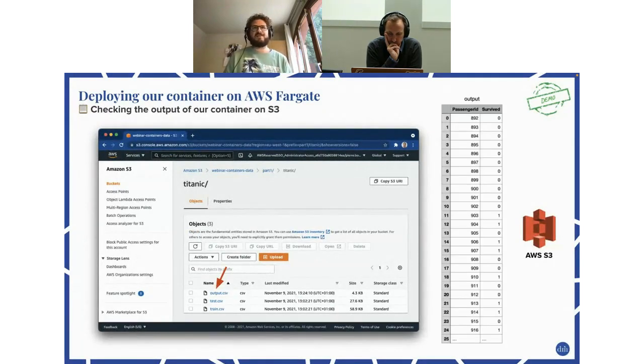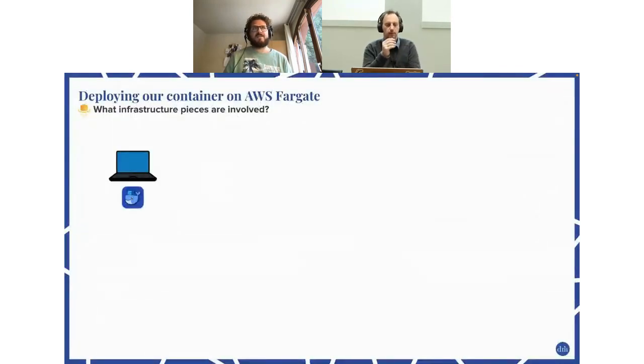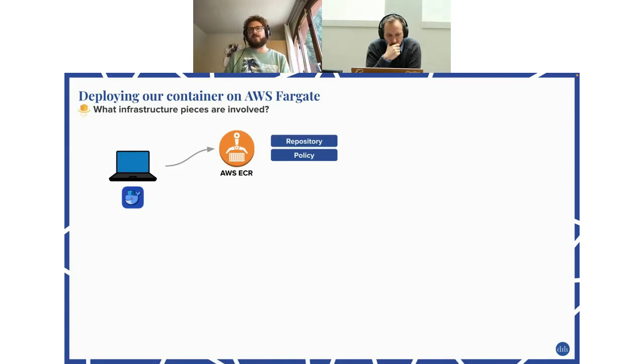Unfortunately, I kind of didn't tell the whole story because I prepared some things in advance for you, right? If you think about this, there are quite a few pieces of infrastructure that are involved. So yes, we have our machine with Docker installed. We published to ECR. Well, I needed to create a repository to host our image. I needed to create some policy to say, yes, I can publish images there.